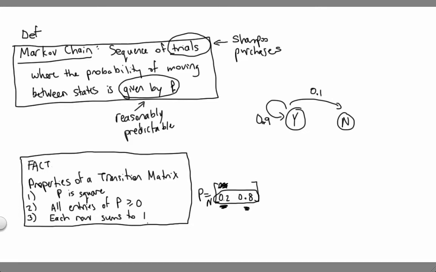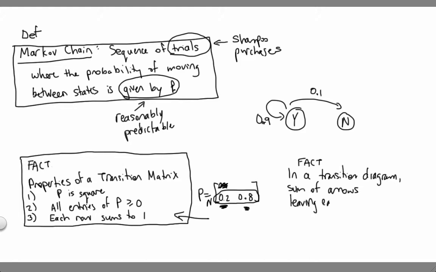So if we focus in on this third fact here, the fact that each row sums to 1, and if we tried to make a parallel with that and relate that to a transition diagram, then we could come up with a second fact here. We could say in a transition diagram, we're talking about the sum of the arrows leaving each state is 1. So in any transition diagram, the sum of the arrows leaving each state is 1.